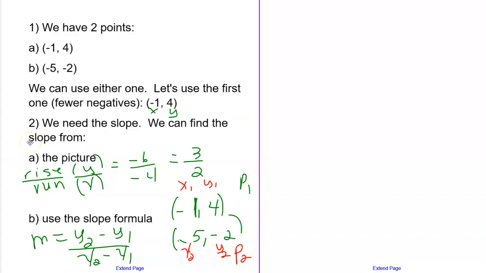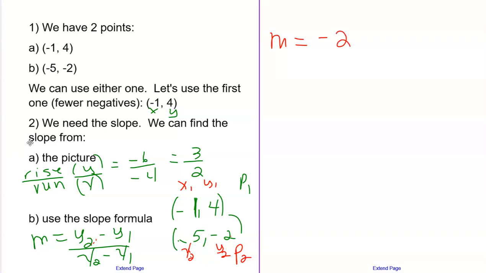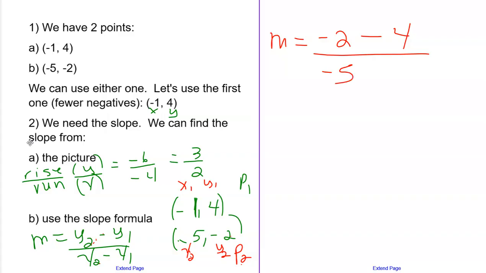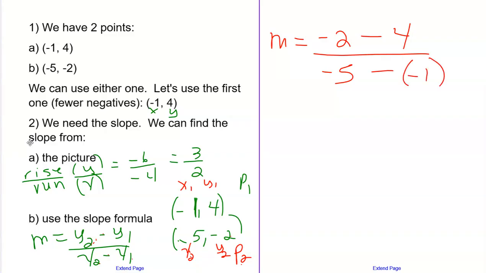So m equals y2. Let's go to point 2. This is y2, -2, minus y1. This is point 1. y1 is 4. Over x2. Go to point 2 and find x. That's -5. Minus x1. Go to point 1, and this is x. Now, when you are subtracting and have negative numbers, always use parentheses.